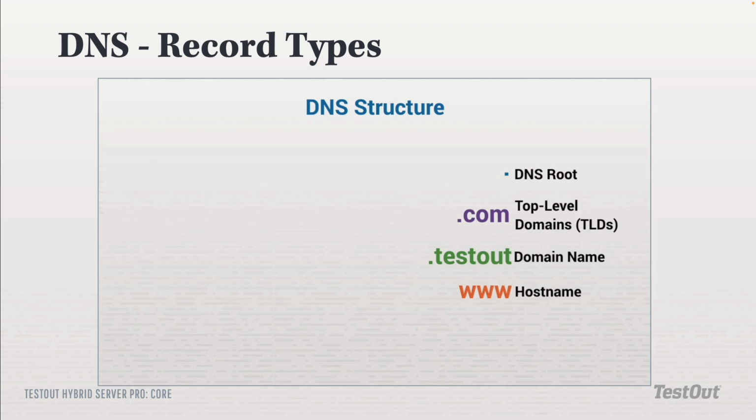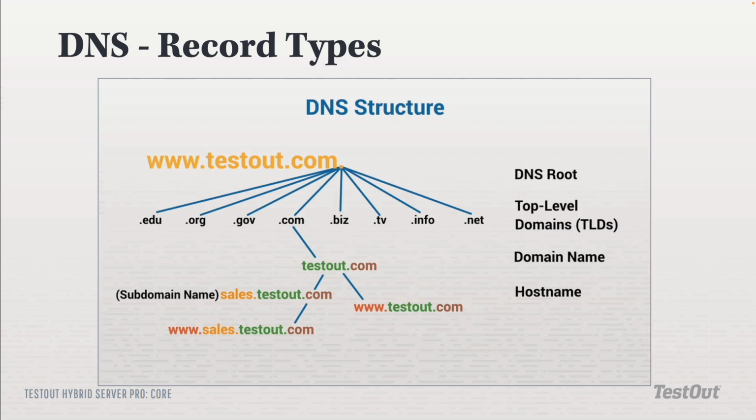So anything that is before the actual TestOut portion is our subdomain. In this case, sales.testout.com could be where our email addresses go. For example, at the University of Toledo, our email addresses are first initial last name at rockets.toledo.edu. So that's that subdomain. That's what's been set up for the student email.